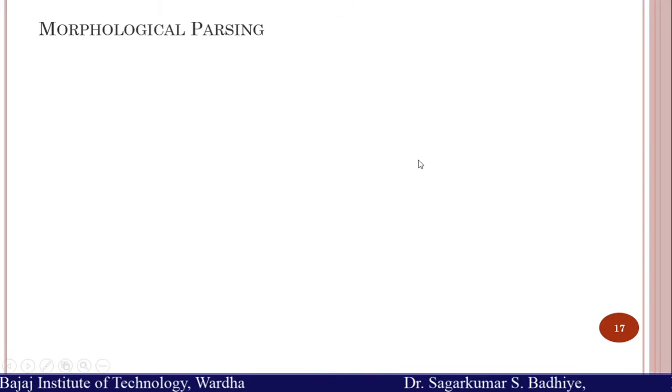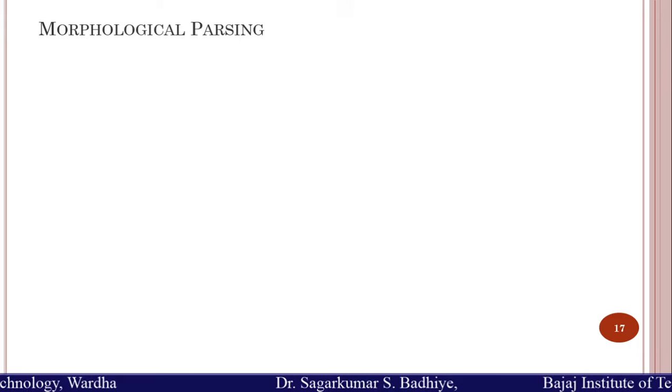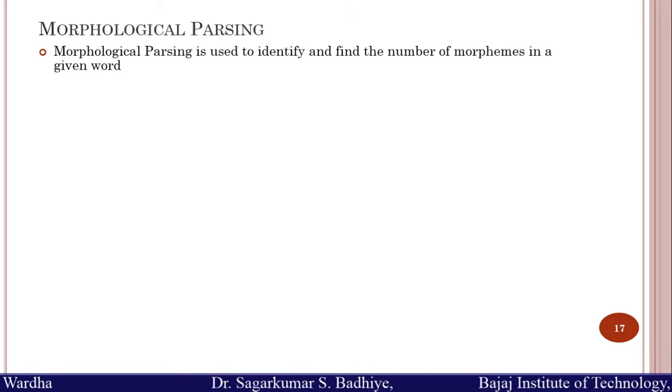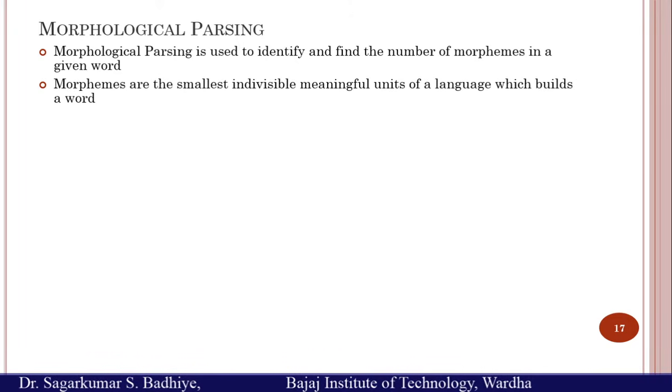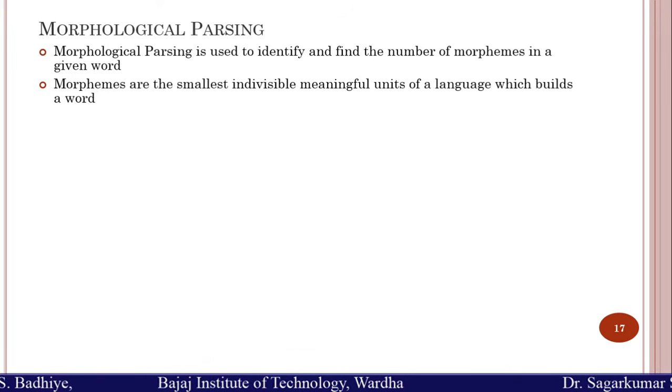Welcome back to the next class of natural language processing. In this class, we are going to learn about morphological parsing. Morphological parsing is used to identify and find the number of morphemes in a given word. So, morphemes are the smallest indivisible meaningful unit of a language which builds a word.